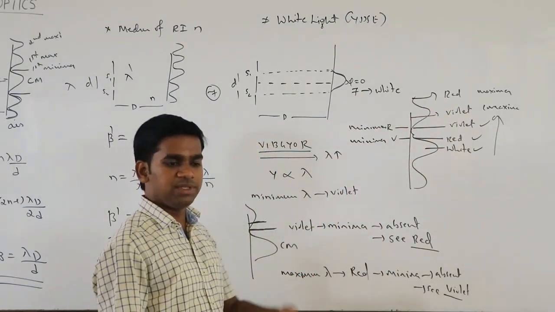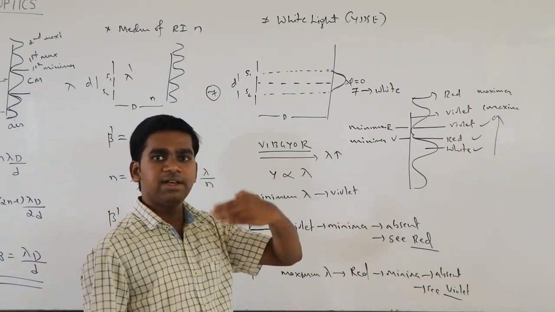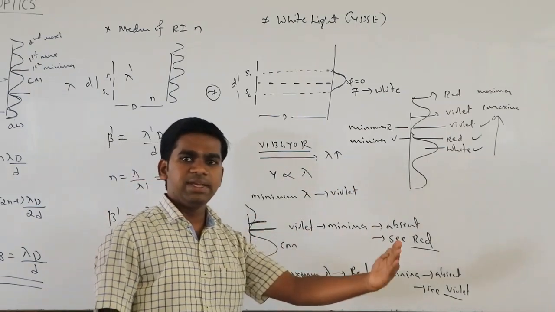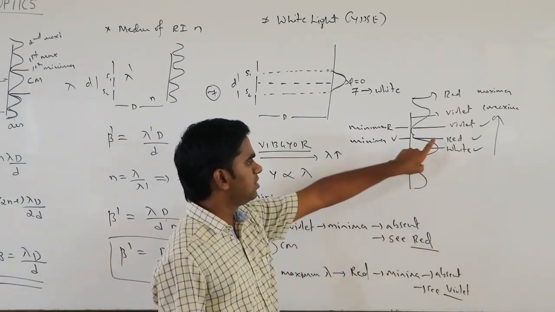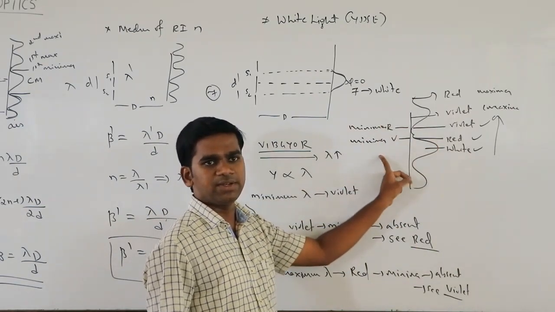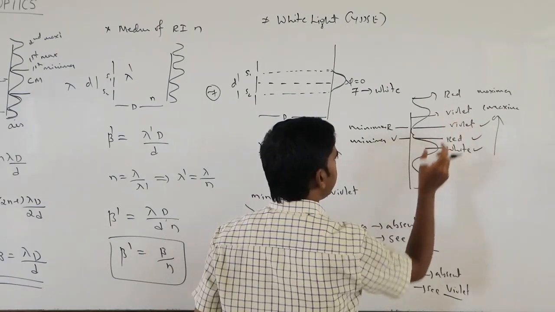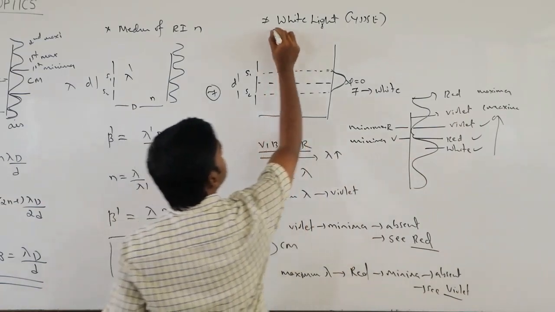If they ask which color minima will come first, violet color minima will come first. But if they ask which color you will see beside the white or central bright fringe, that will be the red. You were seeing red, but it is the minimum of violet. So this is how the fringe pattern or color of fringes will be when we use the white light.